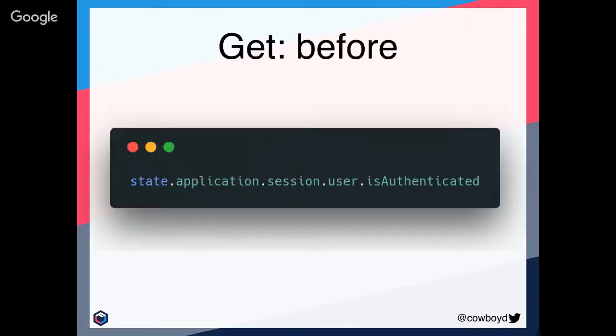So here we have what we had to do, which was state.application.session.user.isAuthenticated. This is what reading that state looked like before. It may not look really bad, but it actually is, as we'll see later, because you're just coupled to 1, 2, 3, 4 layers of context.